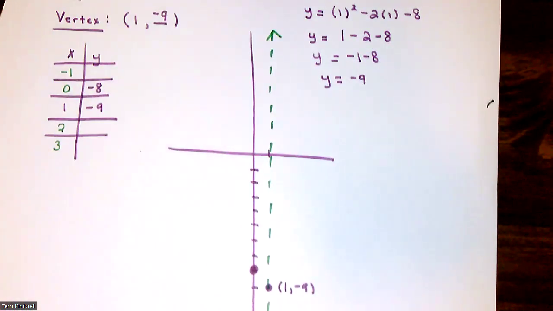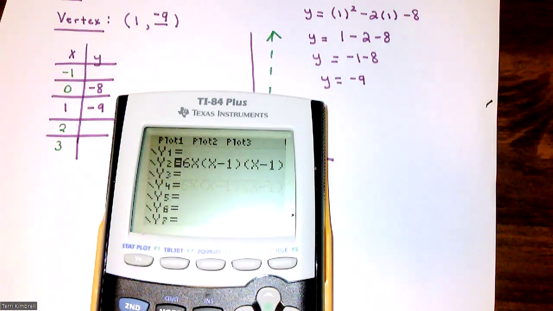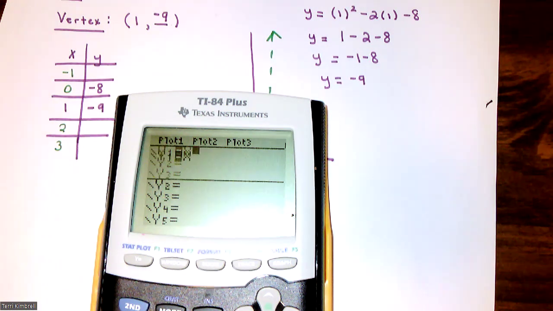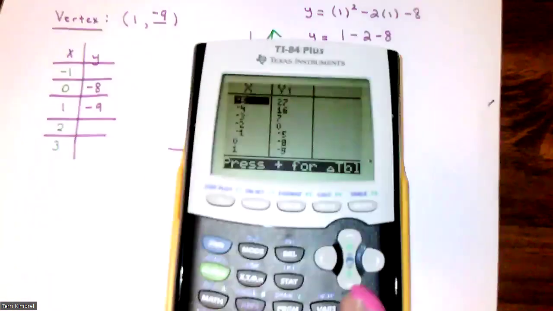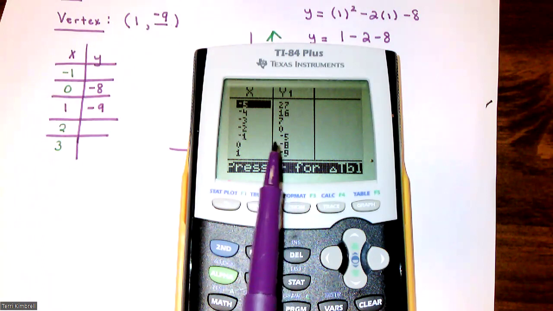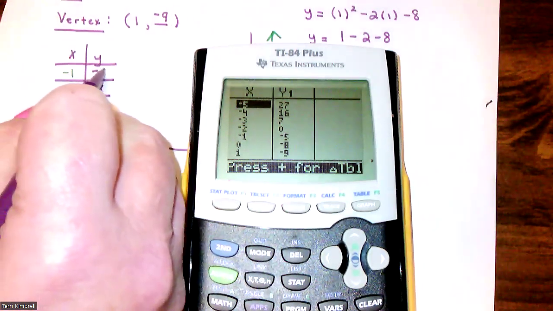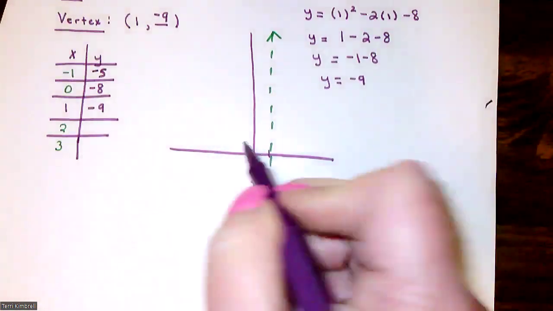Okay, so when you're plugging these numbers in, you can plug each of these in individually. You could go through and type the entire function into your calculator. So we would have x to the second minus 2x minus 8. And when you go to your T-chart, you can see right here the points that I found. So we can also go to -1 and get the -5.